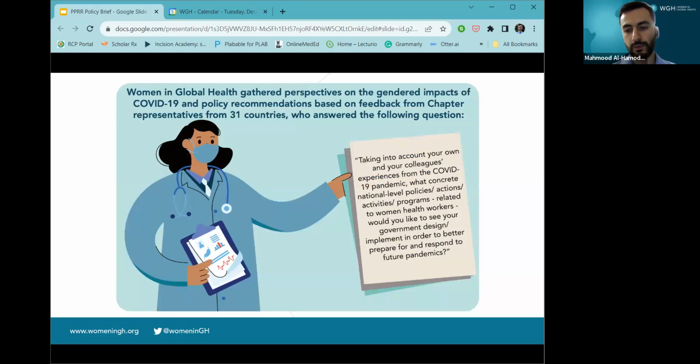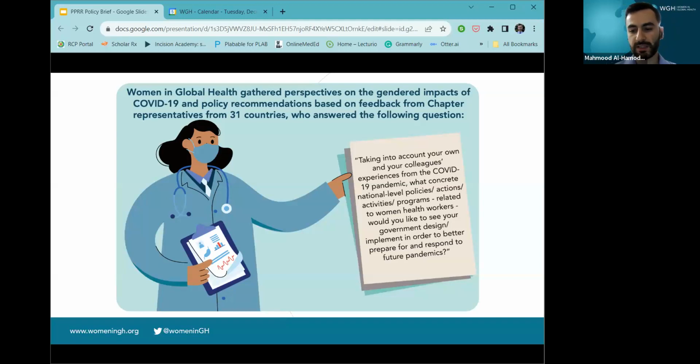In this particular report, we asked the diverse network of the Women in Global Health movement chapters to draw on their lived experiences of the pandemic and to recommend concrete national level solutions, policies, actions, activities, and programs related to women health workers that governments should implement to better prepare for and respond to future pandemics, which we hope could be utilized as a tool not only in the negotiations for the pandemic agreement, but of course, beyond the pandemic agreement and its implementation, towards driving better and stronger health systems.